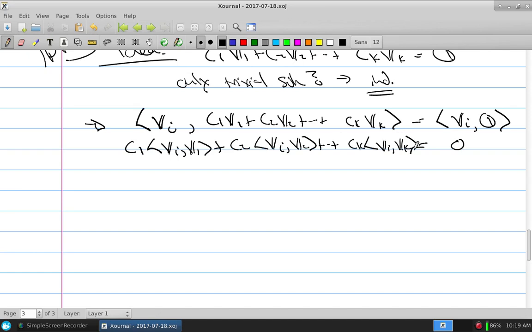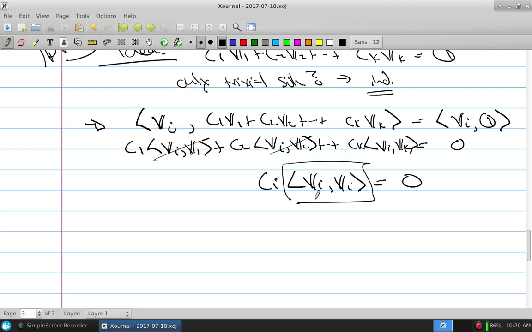What do I know about all these vectors? They're orthogonal. So what are their inner products? 0, except for when it is what? Literally, I picked one of my vectors here. So what's going to happen is, if i's not 1, it's 0. If i's not 2, it's 0. But on the other hand, when i is i, I'll get CI times the inner product of VI and VI, which needs to be 0.